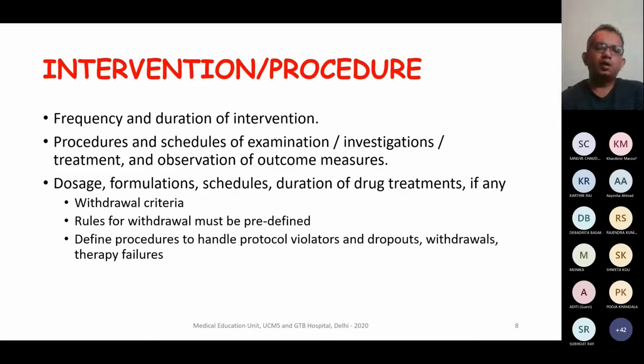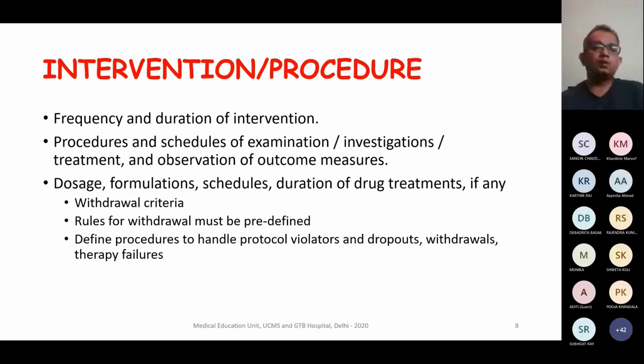So if it is a human trial, what will be the withdrawal criteria? Like if you have certain findings, certain side effects, you have to mention that if these side effects appear, then I'll withdraw that particular subject from the trial or reverse it to the other arm. So all this you have to clearly spell out.